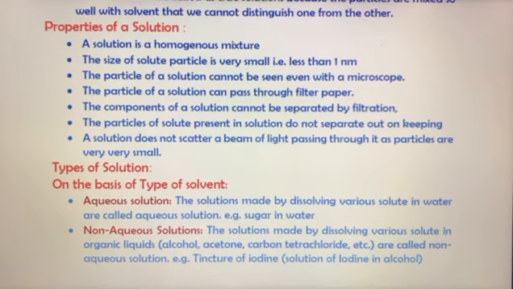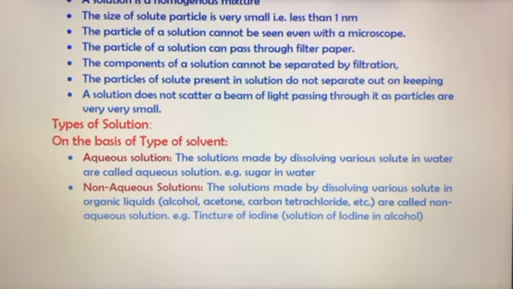If you want to know whether a given solution is a true solution or not, just pass a light through it, and if you are not able to see the path of light, then it means it is a true solution. Then we would move on to the next topic, that is types of solution.